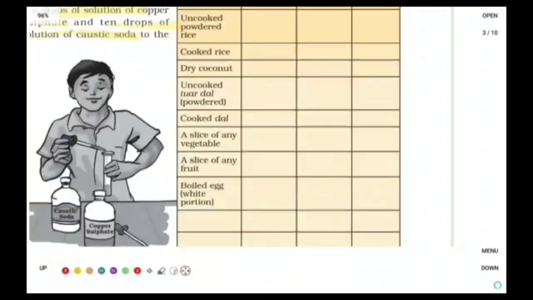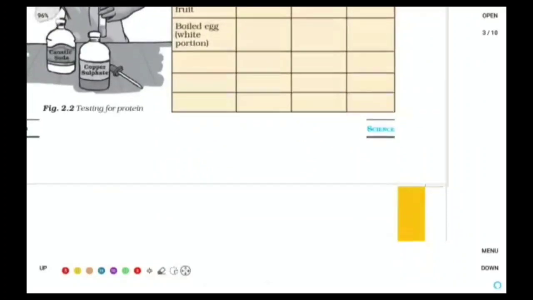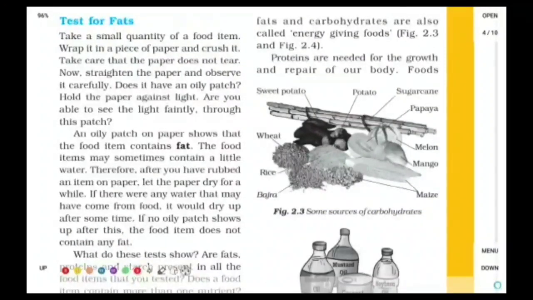Now, how do you test if a food item contains fat or not? Take a small quantity of food item, wrap it in a piece of paper and crush it well. Take care that the paper does not tear. Now, after some time, open the paper or straighten the paper and observe it. If you find an oily patch on the paper where you have put the food ingredient, it contains fat, right? As you can see here, an oily patch on paper shows that the food item contains fat.